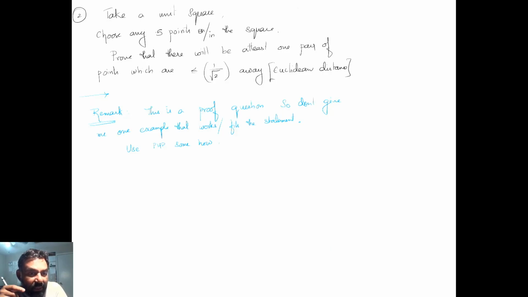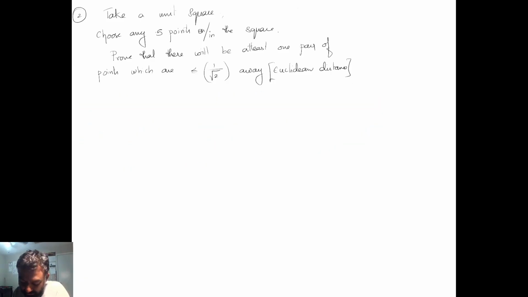That means you can't just give me one particular example of 5 points and say that for this example there is a pair of points which are less than this distance. That's not typically acceptable logic. You can give me examples which are correct, but when the question is a proof, then you have to either show that there is no negative case possible, or give a constructive argument to show that because of this reasoning the statement is true. You'll have to do one of those. So the remark is no more necessary.